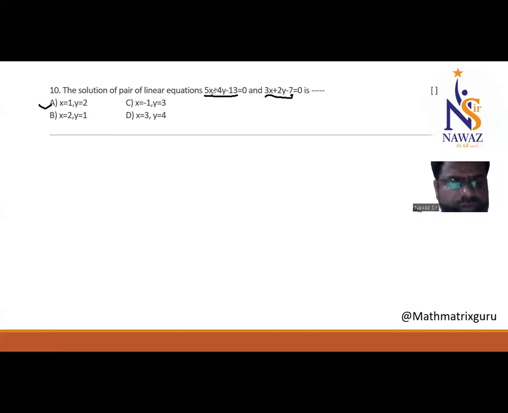So if I substitute x equal to 1 here, this will become 5 plus 4 into 2. 4 into 2 is 8. So 5 plus 8 is 13. 13 minus 13 is 0. Same thing, let us substitute here. 3 ones are 3 and 2 twos are 4. 3 plus 4 is 7. 7 minus 7, again we are getting 0. So for me, the correct option is A.